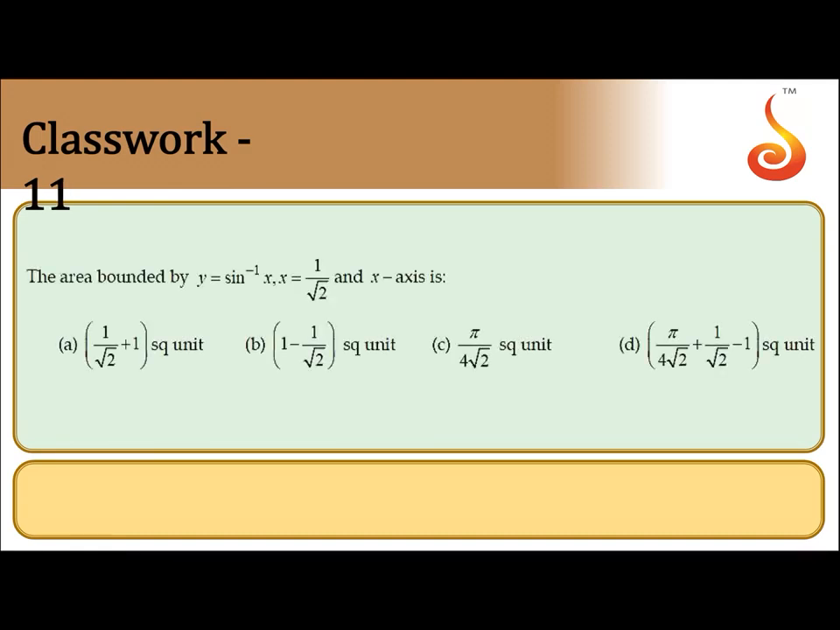Coming to the next one, the area bounded by sine inverse x and x equals 1 by root 2 and the x-axis. This is the sine inverse x graph. It looks like this. Here x equals 1, and 1 by root 2 comes somewhere here. X equals 1 by root 2.